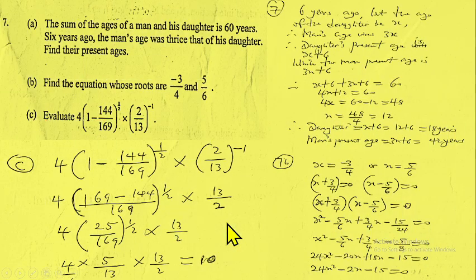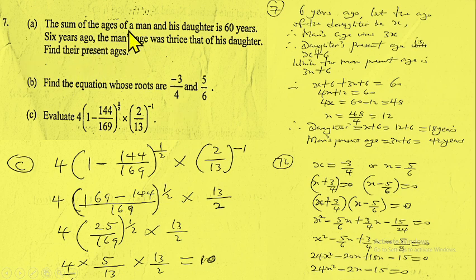Question number 7. 7a is from the word problem leading to linear equation. We are told that the sum of the ages of a man and his daughter is 60 years. 6 years ago, the man's age was thrice that of his daughter. Find their present ages. Now, like I said, it's a word problem question, and the majority of the students may find it difficult if they are not careful.